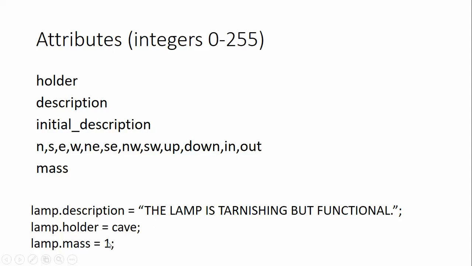It could be an integer. I could set it to a random number. I could set it to another object's attribute or property. I could say lamp.holder equals player.holder, and then the lamp will be in whatever room the player is in, right? Or maybe I've got some monster that follows me around: monster.holder equals player.holder. The monster will always then be where the player is. So that's how you set those things.